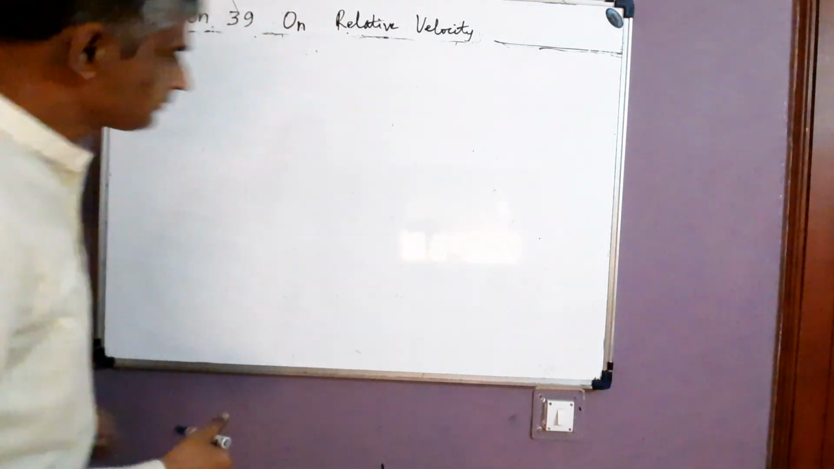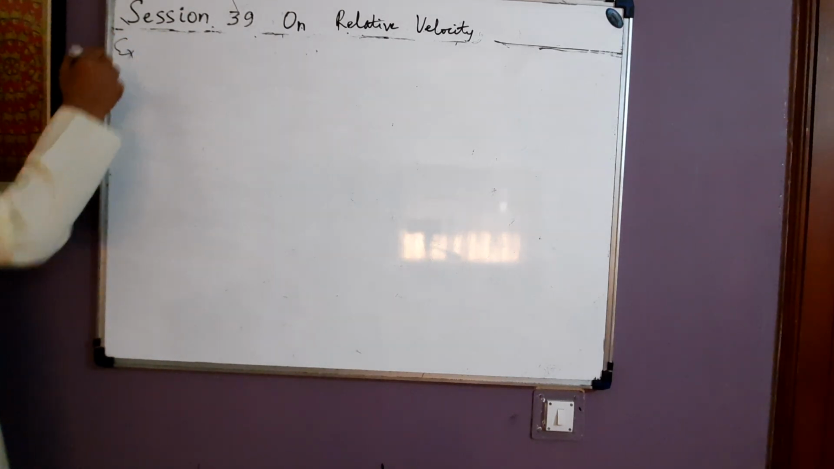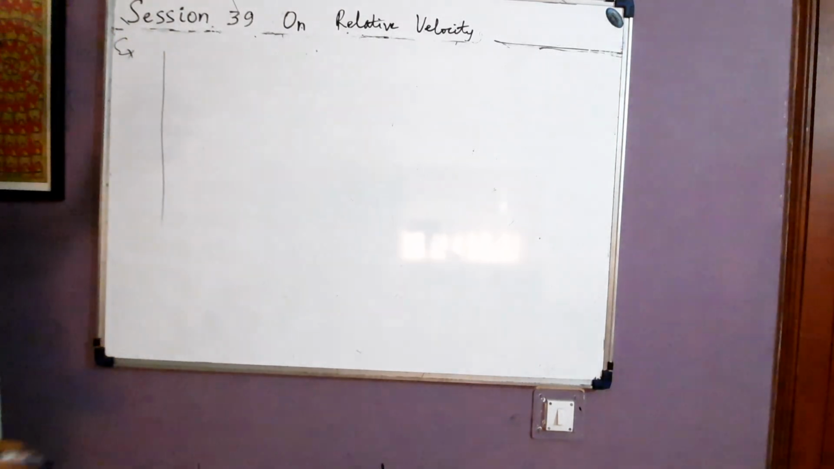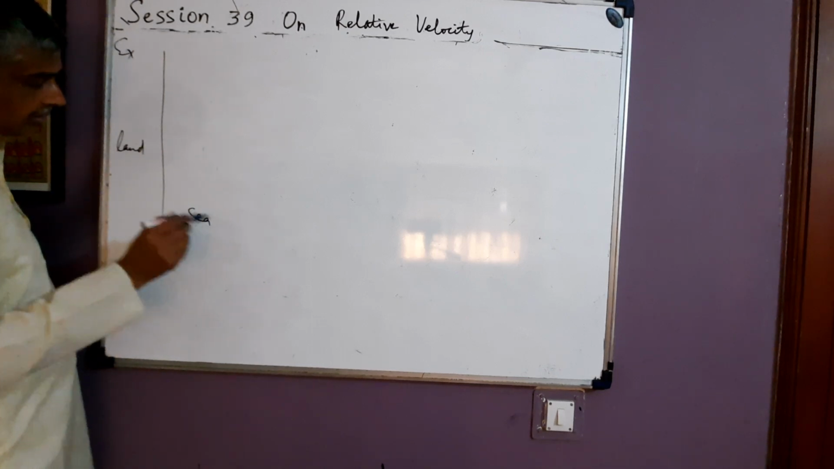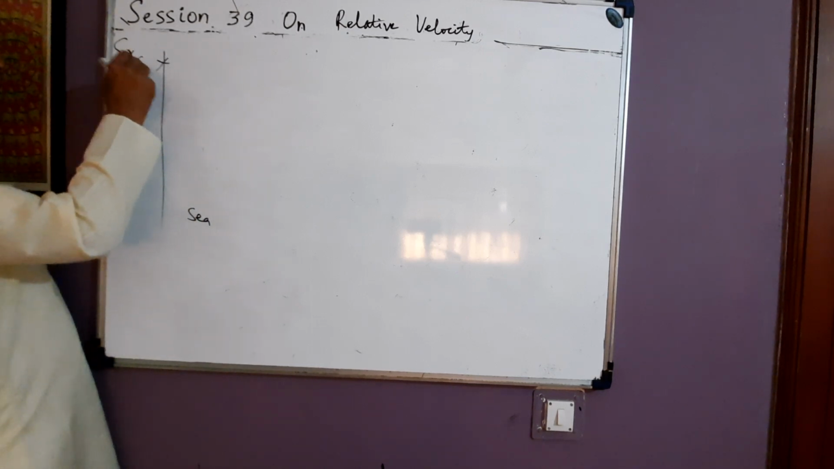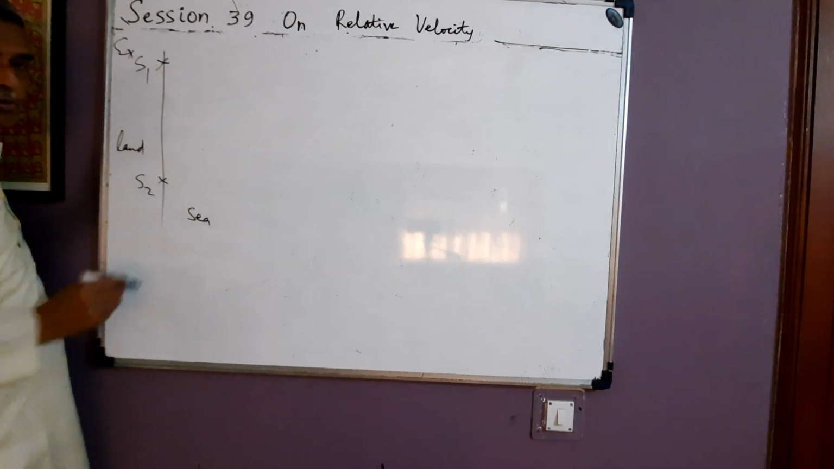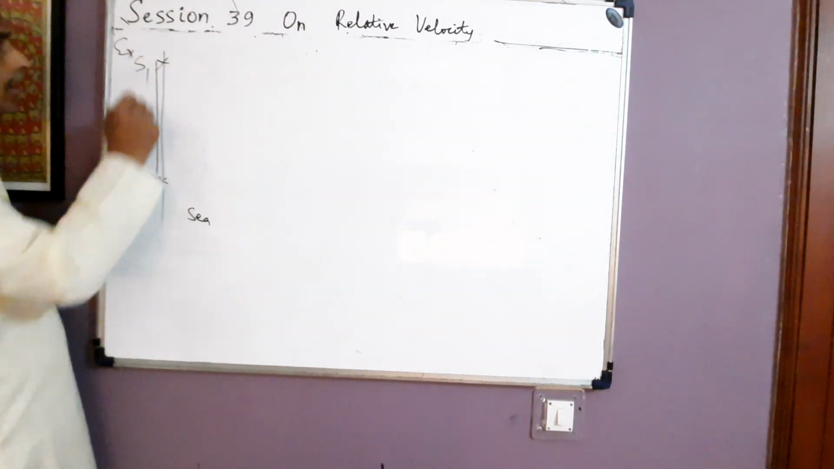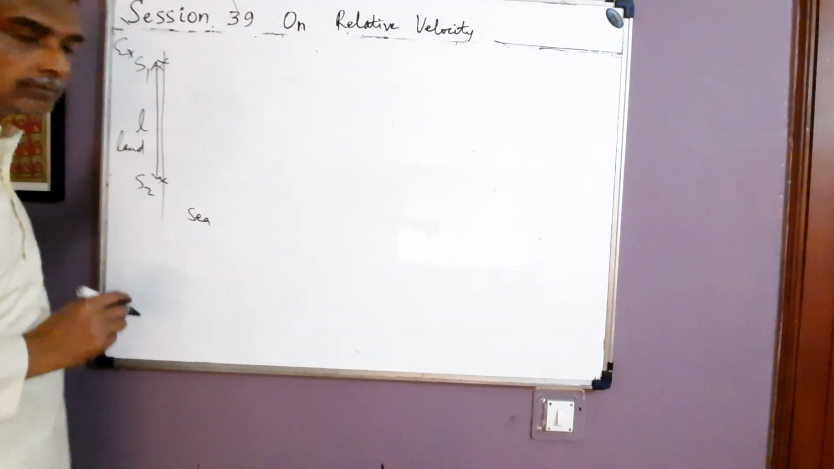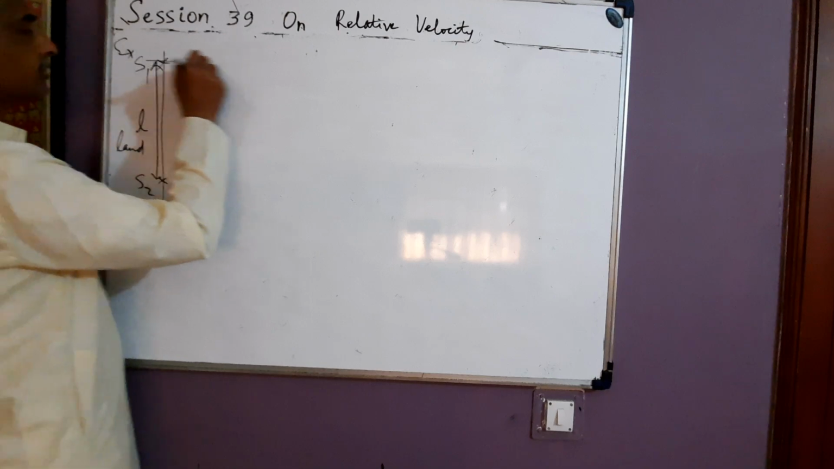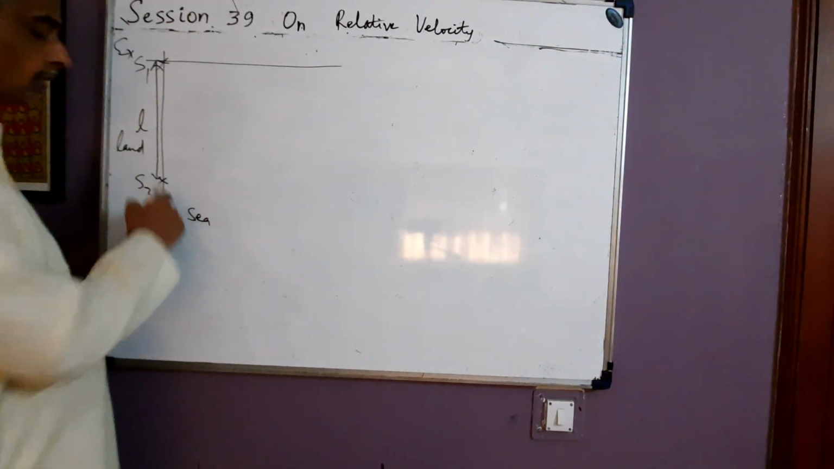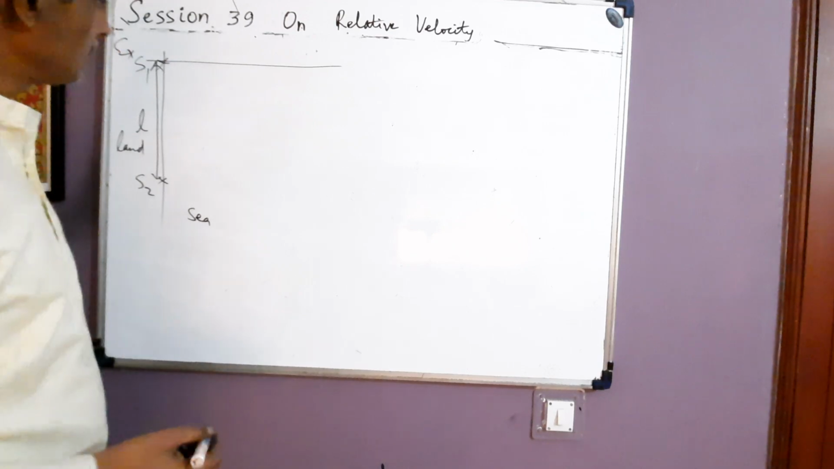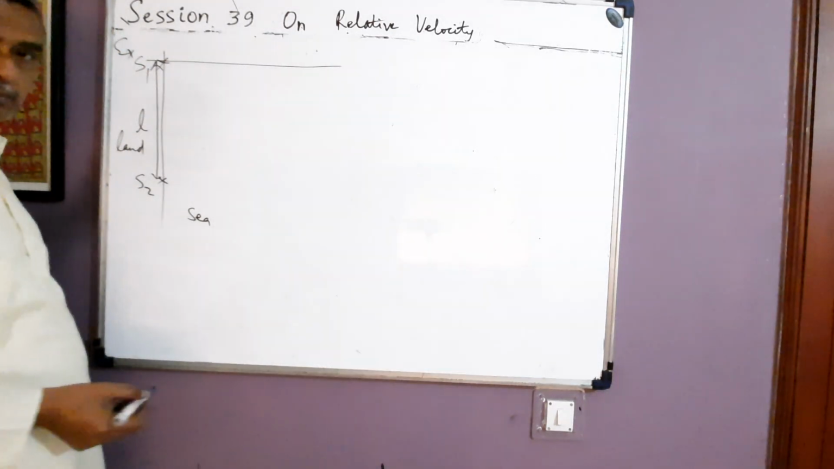So I'll draw the diagram. I draw the top view. This is a straight coastline. This side is land, this side is sea. S1 is located here, S2 is located here. Initial separation between the two ships is L. S1 moves along a straight path normal to the coastline at a constant speed v. S2 also moves at same constant speed v, so that its velocity is aimed towards S1.